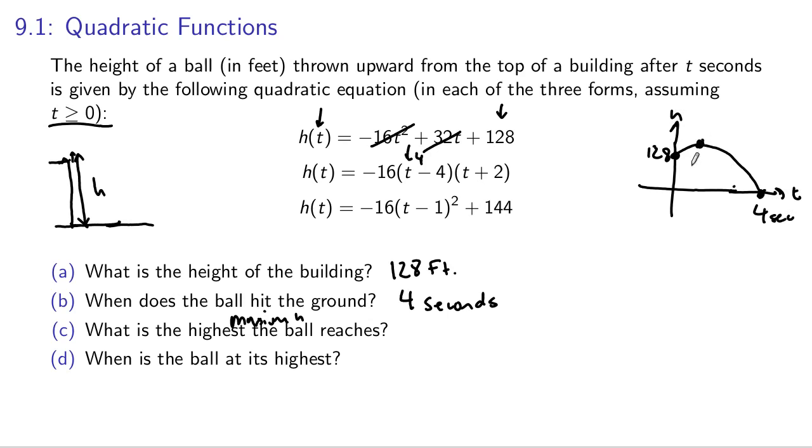That will be the output at this input, which is the vertex point. We can see from the vertex form that the vertex point is 1, 144. So that happens at 1 second, at 144 feet of height. So the highest the ball goes is 144 feet. And the ball is at its highest at 1 second, corresponding with the 1 in the input part of the point. So 1 second after we throw the ball up, it's at its maximum height.